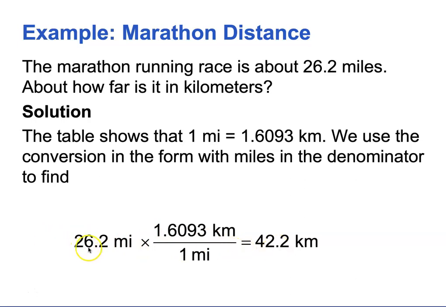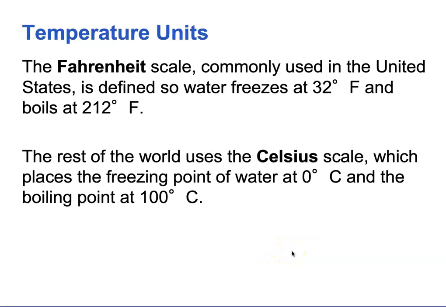So if we're going to start off, always start off with what's given, 26.2 miles. The miles have to be on the bottom because that's what we're canceling to make sure it's left to be in kilometers. So we'll cancel out miles and we multiply straight across. So a marathon is 42.2 kilometers.